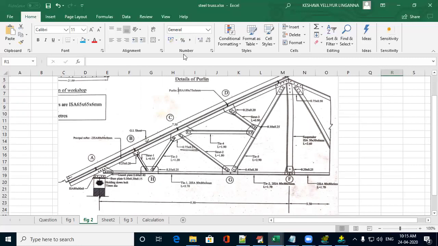So this is about the parts of the trusses. This should be very clear before we start the estimation. I hope you are clear up to this point before we start the calculation of the steel truss. Now let us start with the calculation part.